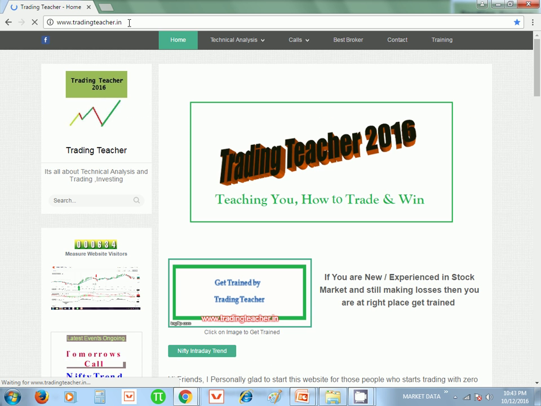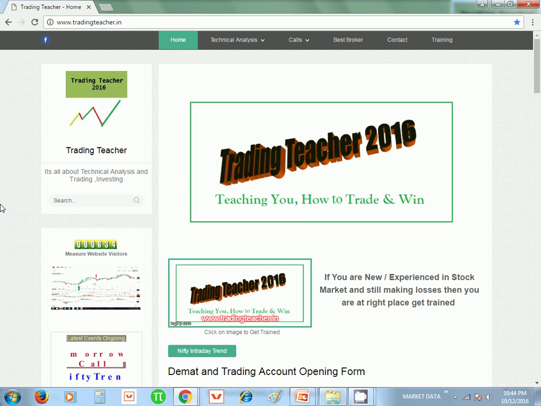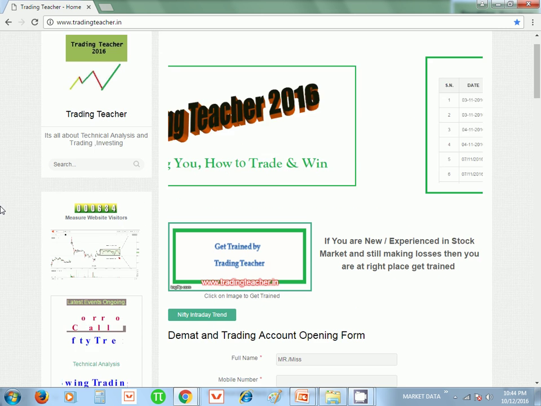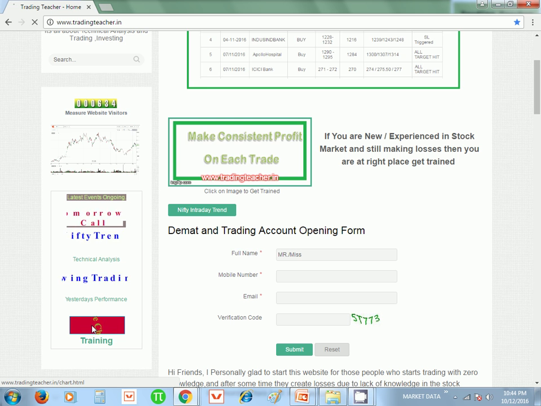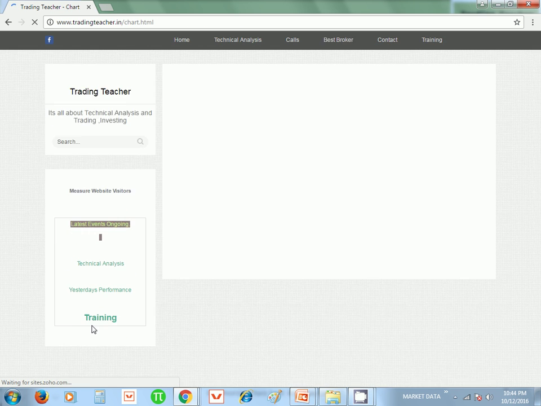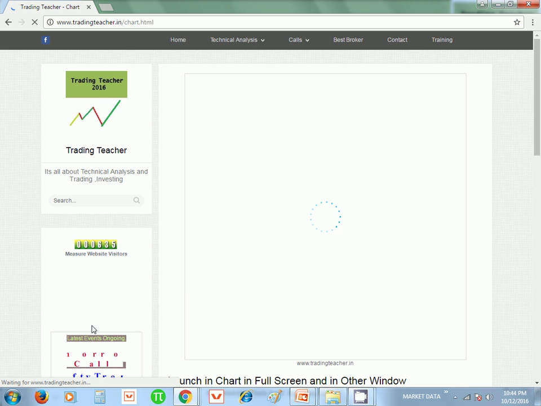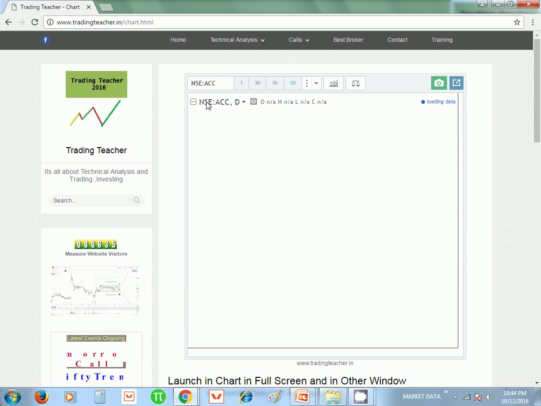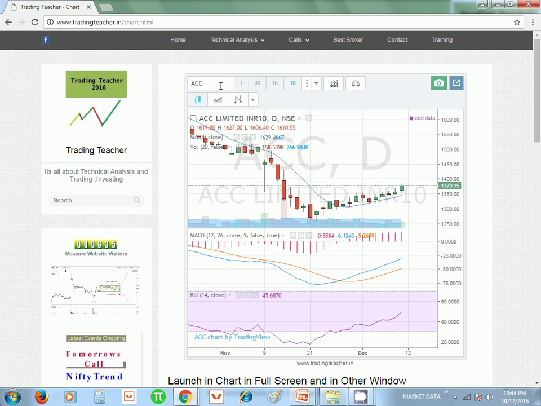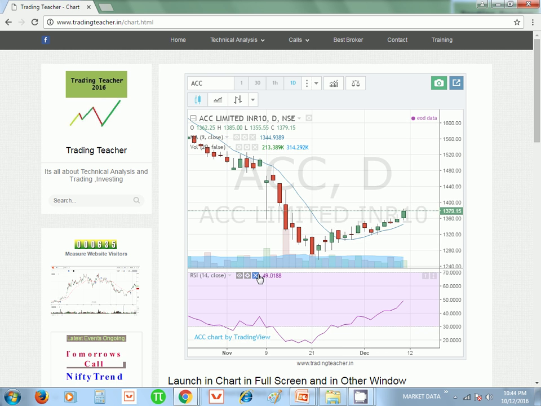This is our home page. In here you have to find the live chart. You have to click on this live chart button. After clicking on this button, you will get a chart. By default it opens the NSE ACC symbol. You can look for any symbol, and I am going to close this MACD indicator and this RSI indicator here.